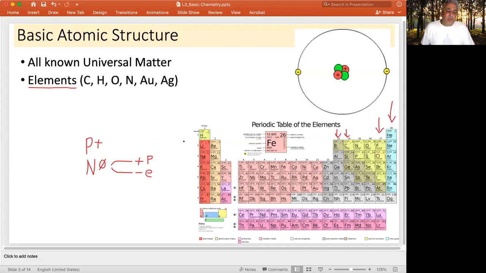And then the columns correspond to the size of the atom. So as you go from one layer to the next, the electrons whizzing around the outside of the atom move further and further out, okay? So the atoms get larger as you go down the periodic table.